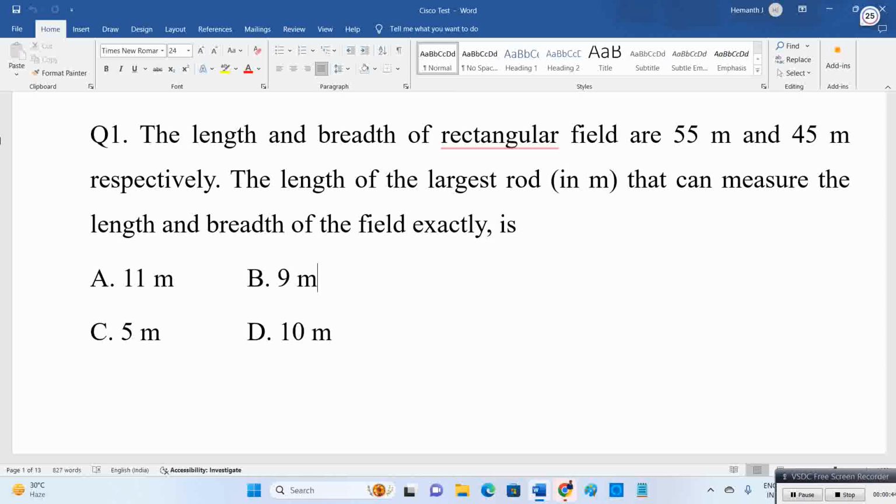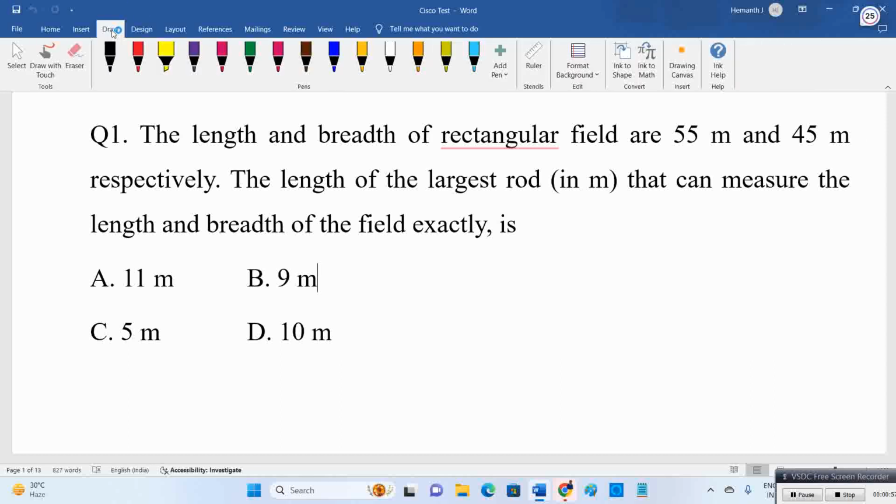So they're asking HCF indirectly here. The question is related to HCF, the highest common factor for 55 and 45. This is a basic question, but it is not mentioned anywhere in the question. We have to understand that they are applying HCF.